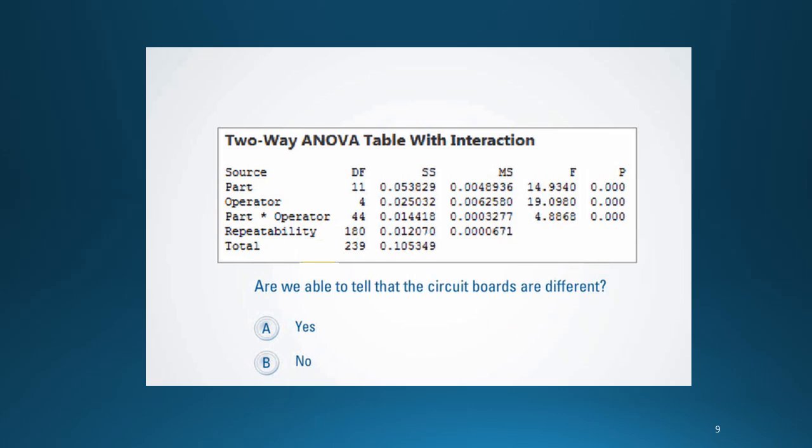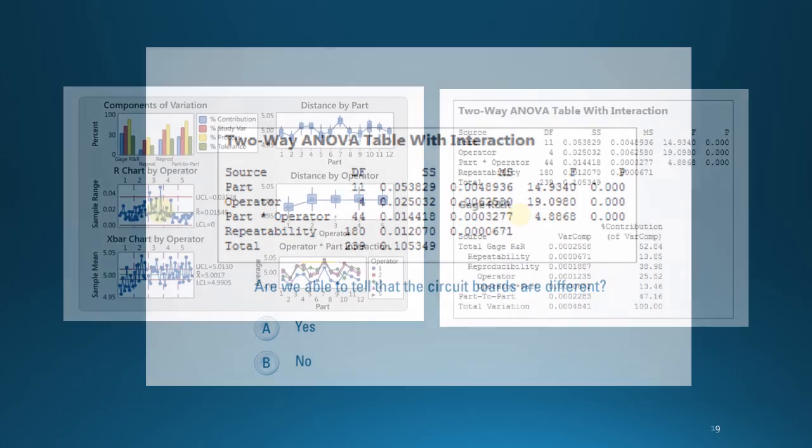Because the p-value is less than alpha, the distances between components on the circuit boards are not the same.